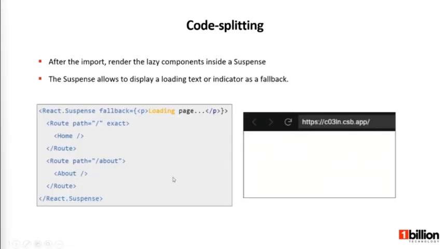So after the import, we must render the lazy components inside the Suspense component like this. Suspense allows us to display a loading text or indicator as a fallback while React waits to render the lazy components in the UI. Here we can see how text displays as a fallback. So that's about code splitting.